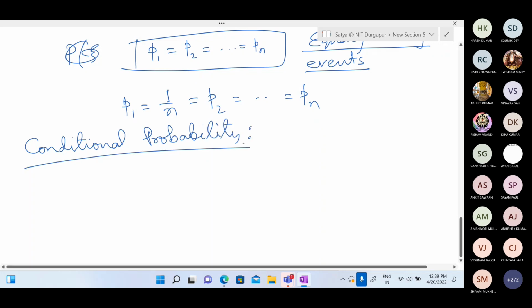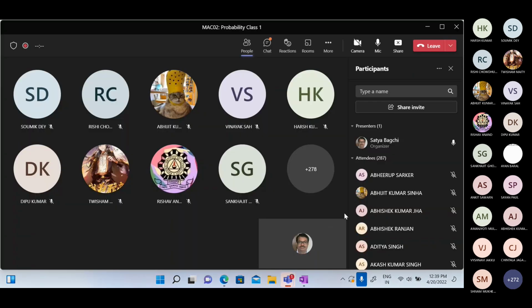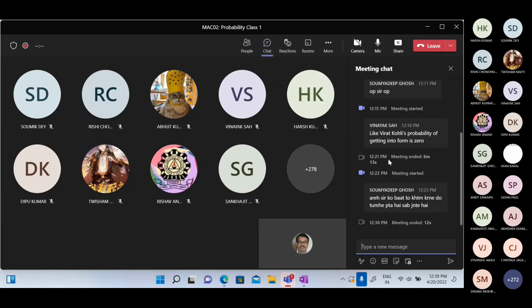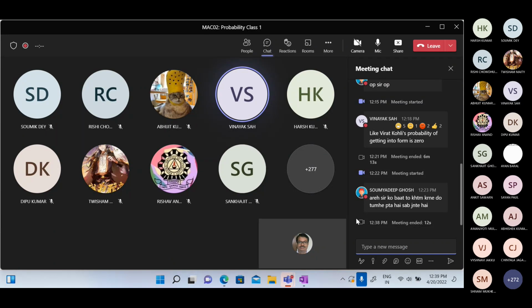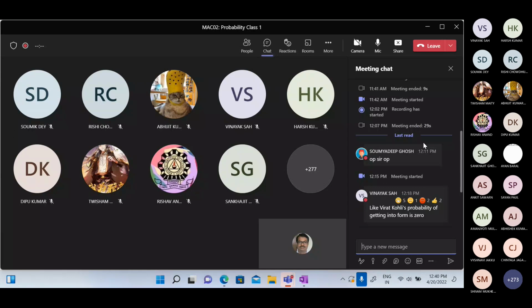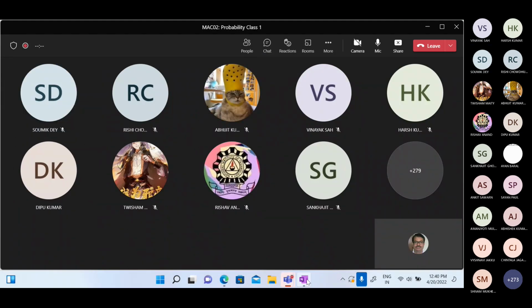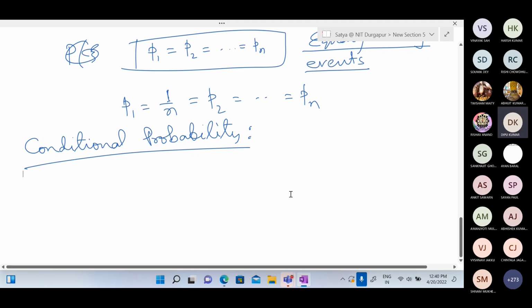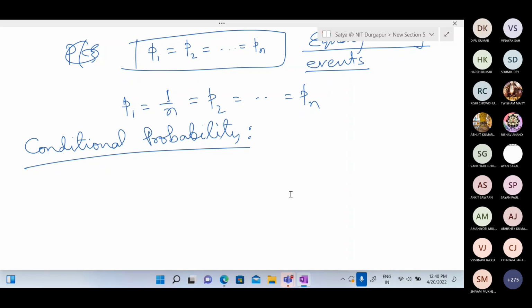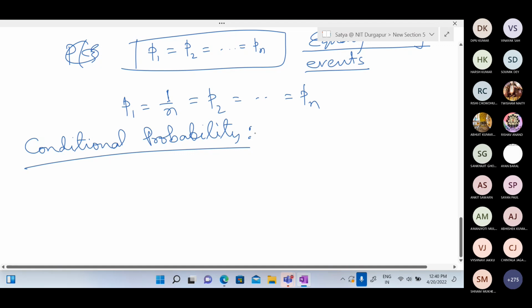In between, just 1 minute, I want to see how many students. It is 287. I can see many students have not yet joined, or maybe left. Any message? Something is written, I am unable to read it. Probably it is written in Hindi. Someone wrote IPL, Virat Kohli. Anyway, I don't watch IPL. Kohli is out of form. So you are using mathematics, that is the nice thing, and you are learning that here.